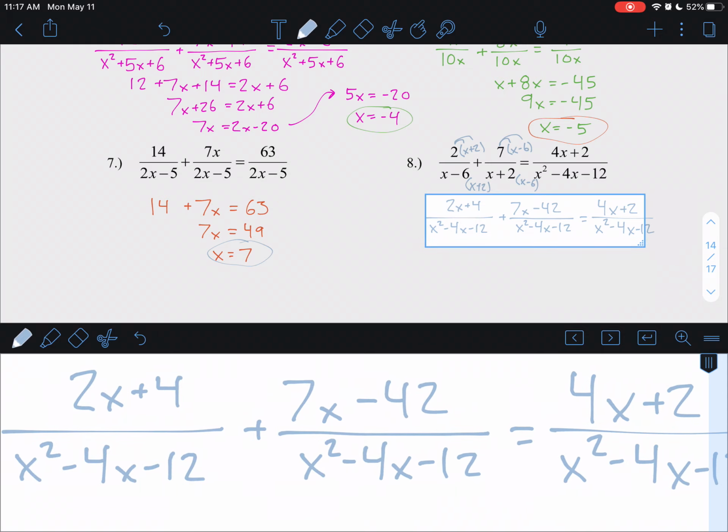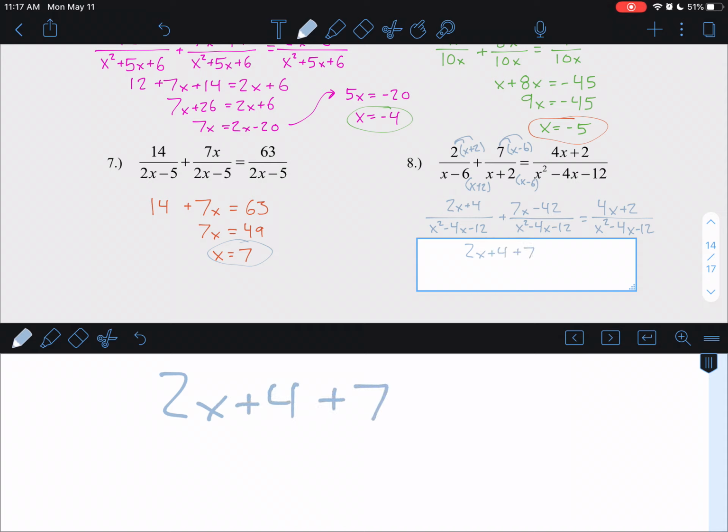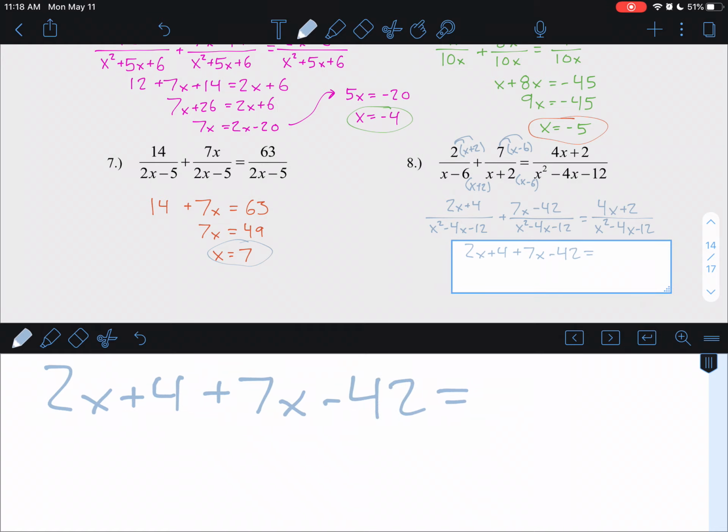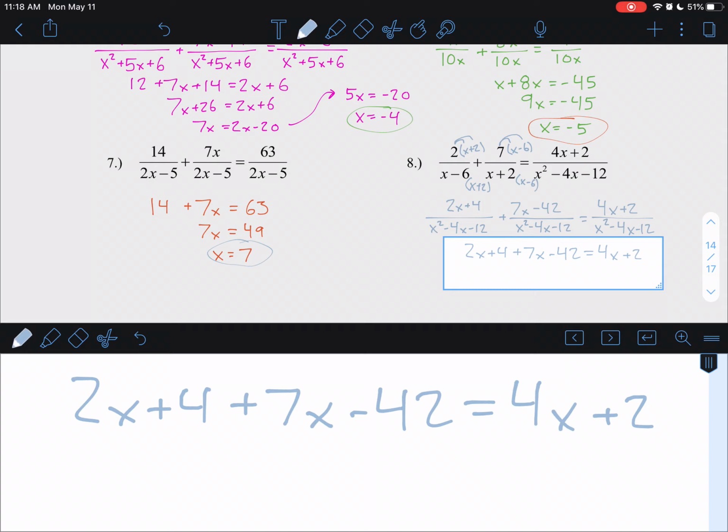And now I have this expression. All of them have the same denominator, so I'm getting rid of the denominator. That gives me 2x plus 4 plus 7x minus 42 equals 4x plus 2. First, I'm going to combine like terms. 2x plus 7x is 9x, and 4 minus 42 is negative 38, equals 4x plus 2.